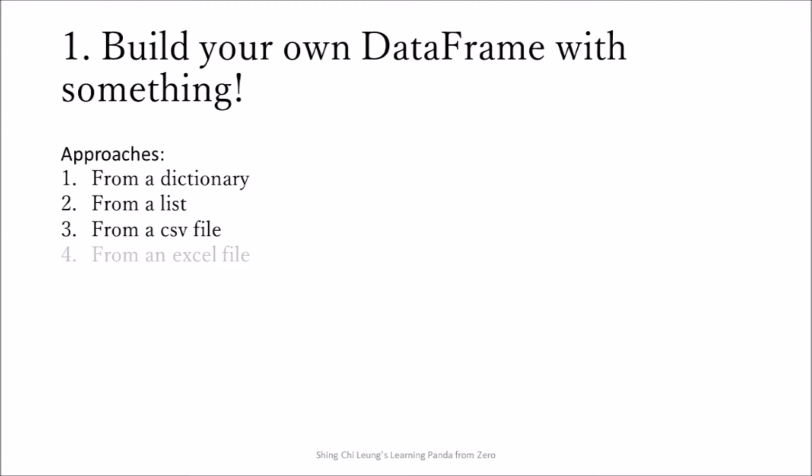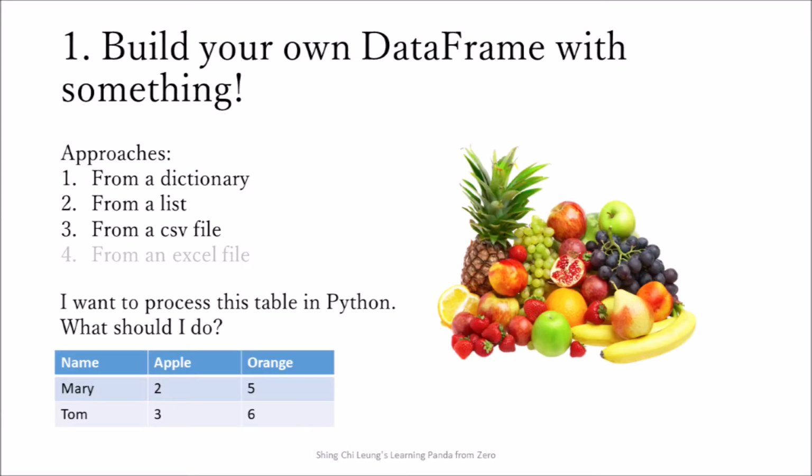The previous slide shows how to build an empty data frame, but most of the time we do not need an empty data frame, but a data frame which contains the data we want to process. What should we do? In Pandas, we can form a data frame from multiple types of data, including a dictionary, a list, a CSV file, and an Excel file. In this video tutorial, we will focus on the first three as we will be using these three approaches very often.